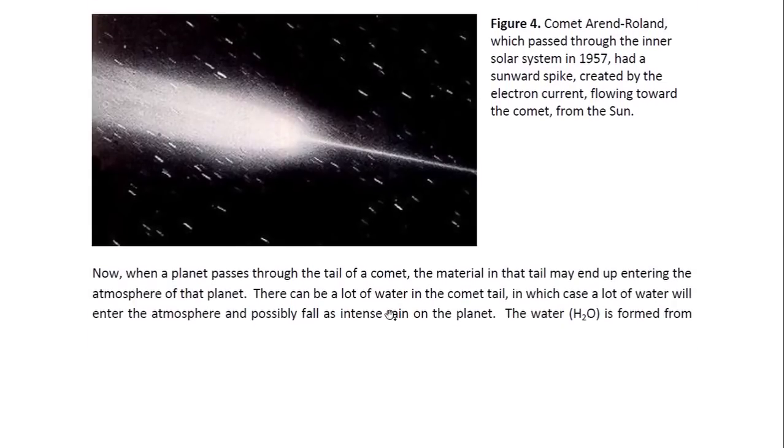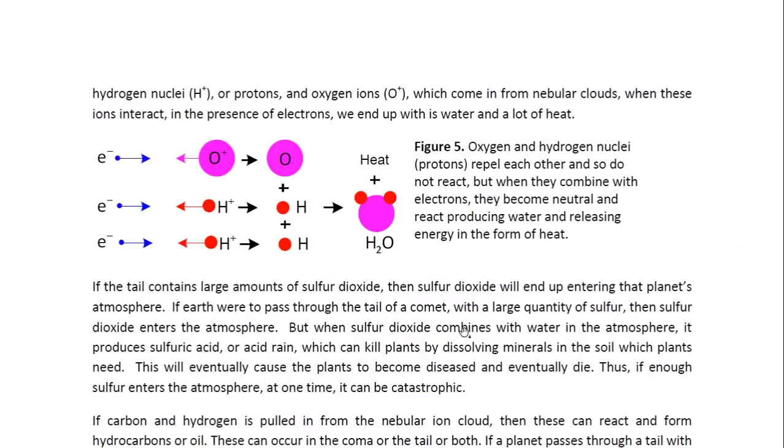Now, when a planet passes through the tail of a comet, the material in that tail may end up entering the atmosphere of that planet. And there can be a lot of water in the comet tail, in which case a lot of water will enter the atmosphere and possibly fall as intense rain on the planet. And the water, which is 2 hydrogen atoms and 1 oxygen atom, is formed from hydrogen nuclei.